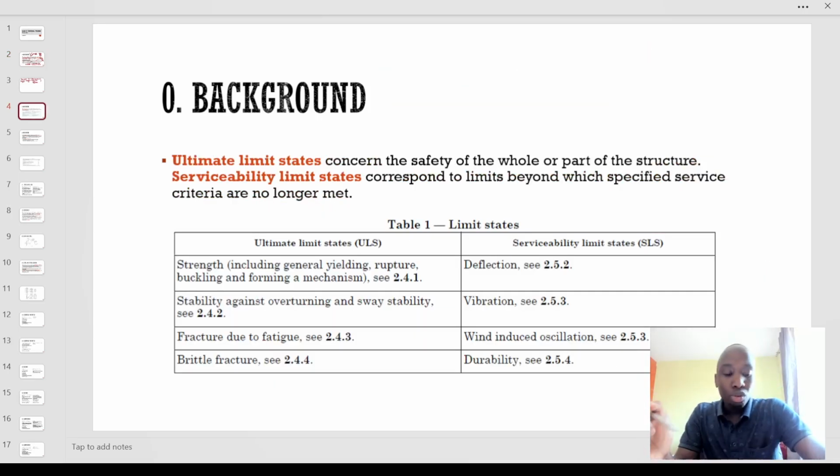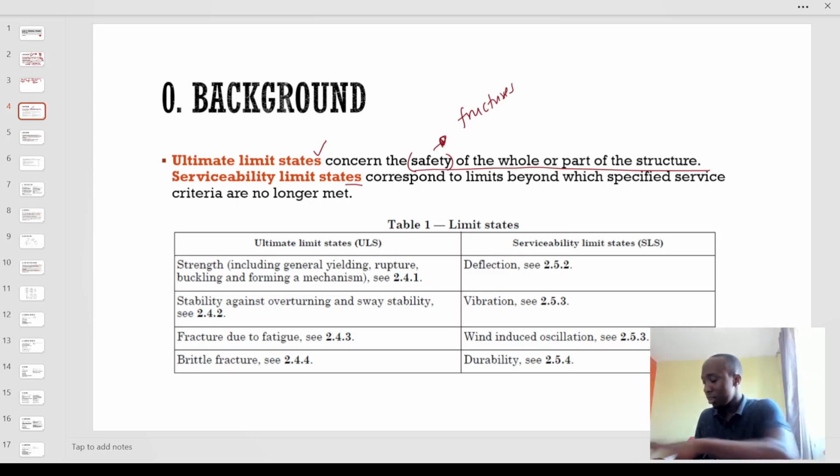So we are saying that ultimate limit states concern the safety of the whole or part of the structure. Is it safe? Because if it fails or if it fractures, then it's no longer safe, because you will just die. But with serviceability, you might not die, but you will not be comfortable there.